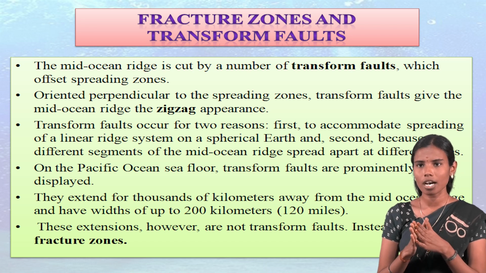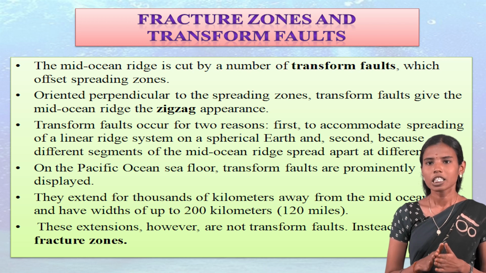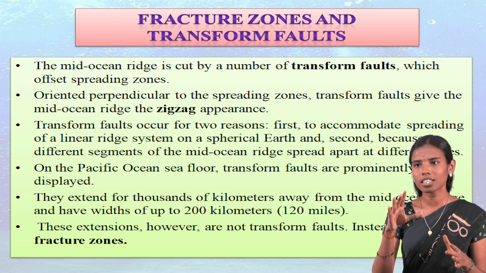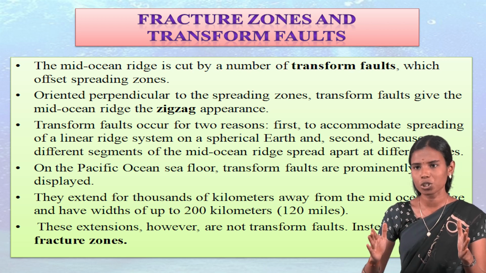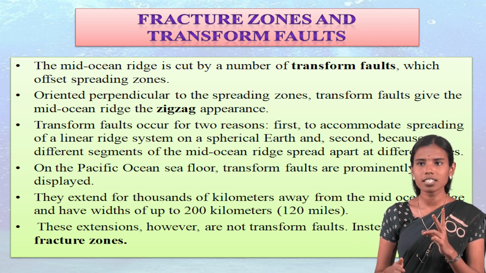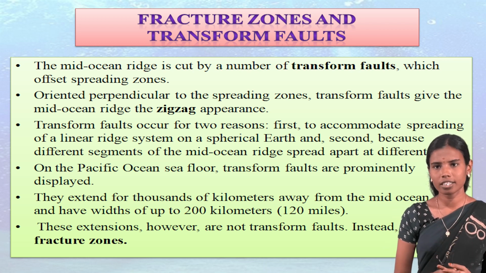This transform fault occurs for two reasons. First reason is to accommodate the spreading of a linear system on a spherical earth, and the second reason is because different segments of mid-oceanic ridges spread apart at different rates. These are the two reasons for transform faults at the mid-oceanic ridges.